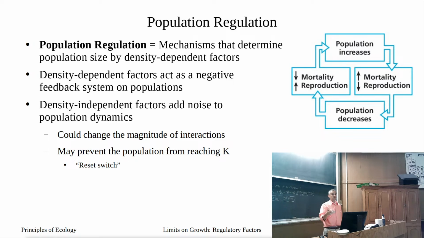What is that something? Usually, it's going to be our density-independent factors. And that's going to cause us to add noise. That's going to bump us up, either above or below, and then we're back to this, where our population increases or decreases based on our density-dependent factors. All right. So our density-independent factors are all about adding noise. So let's look at some cases where you might see regulation and resets.